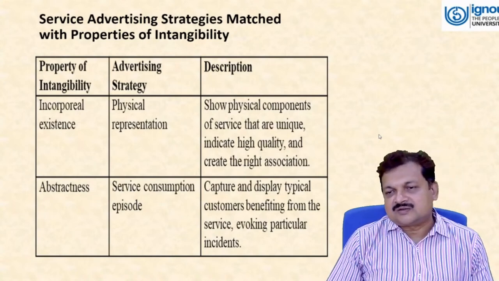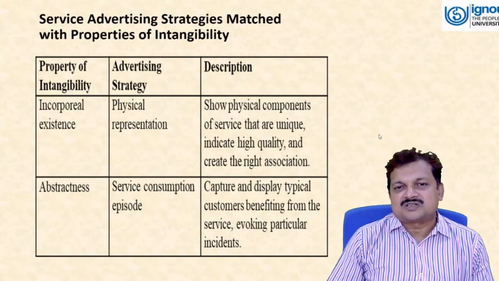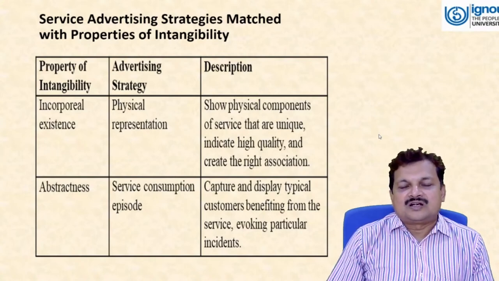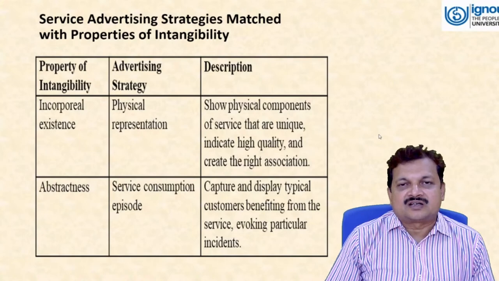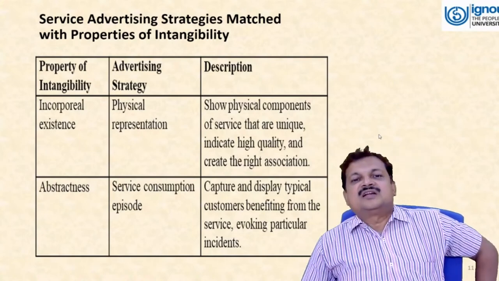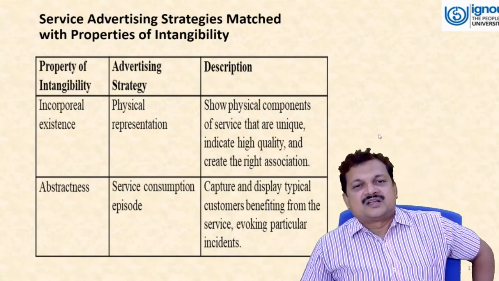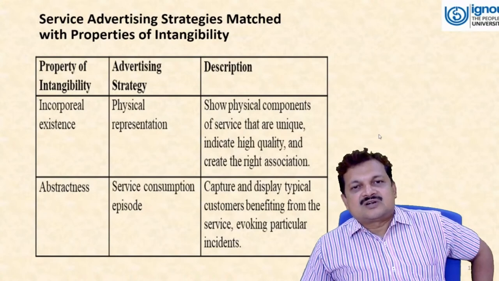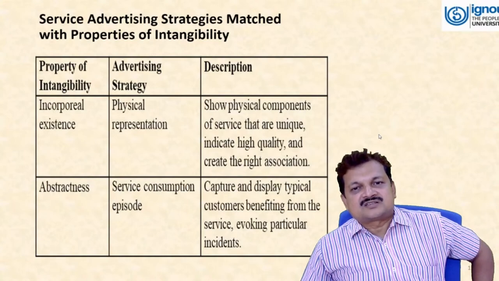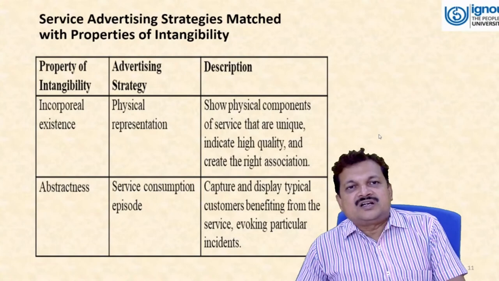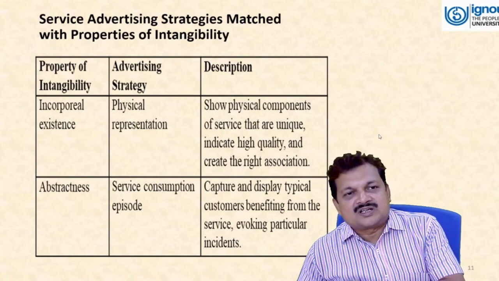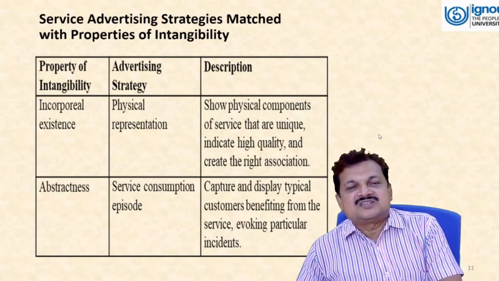Like we can say that if you are going through a conference hall, you have seen all the Apple and Sony gadgets being connected, and the projector is also very nice. The price structure is very high. The ACs are also high-priced ACs. The curtains are also high-priced curtains. The chairs and tables are also high-priced. So this shows the quality of the services they are providing, that is, through incorporeal existence, physical representation.